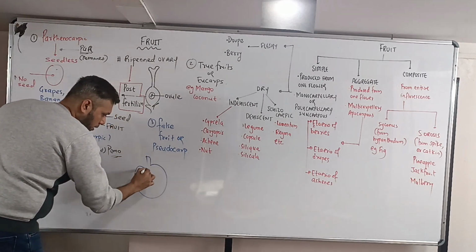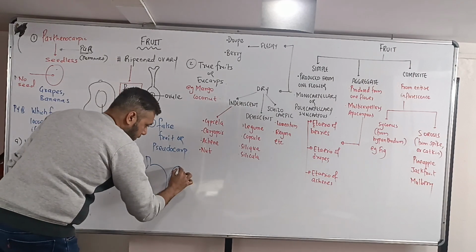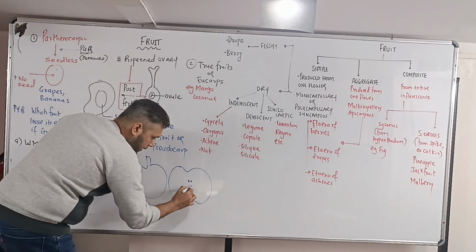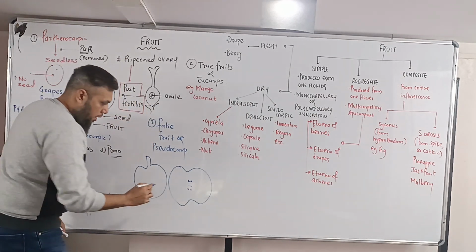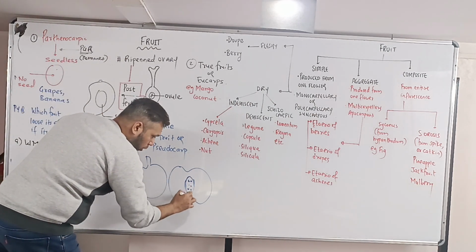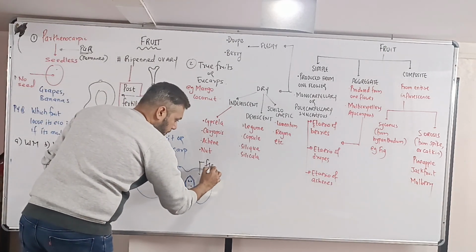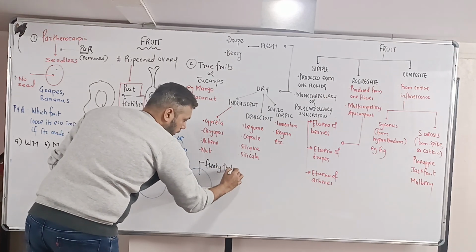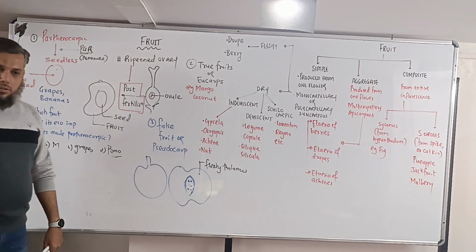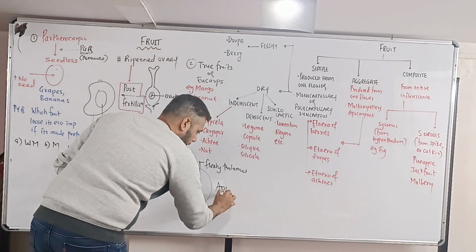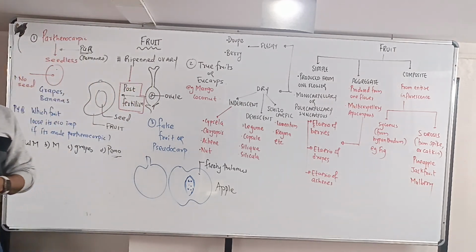Okay, so they had shown a TS like this. Here you had the seeds, and this thin covering is the fruit wall, and this fleshy part that you eat is the fleshy thalamus. Any guess which fruit this is? It's an apple. So when you eat an apple, the part that you're chewing, is it the wall of the ovary or is it the wall of the thalamus?